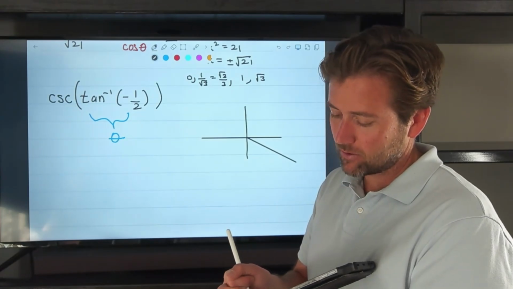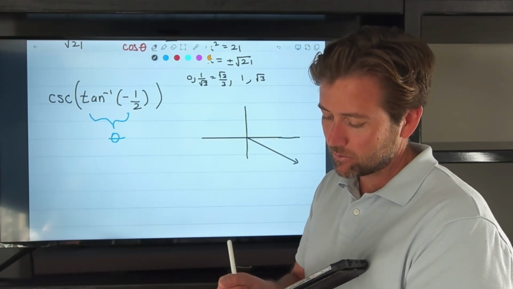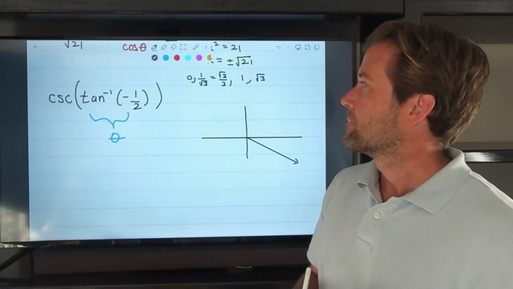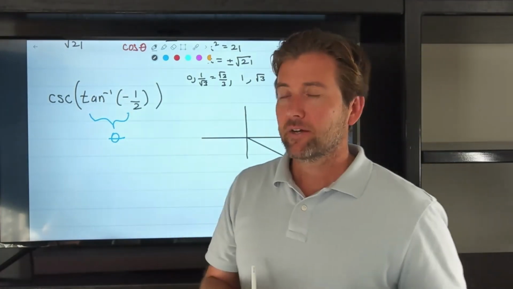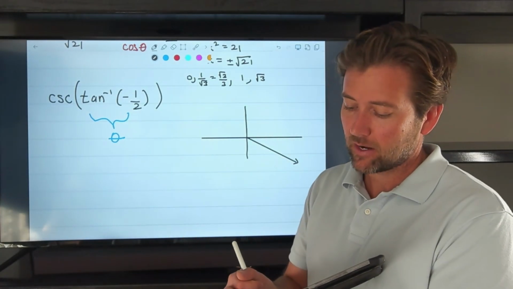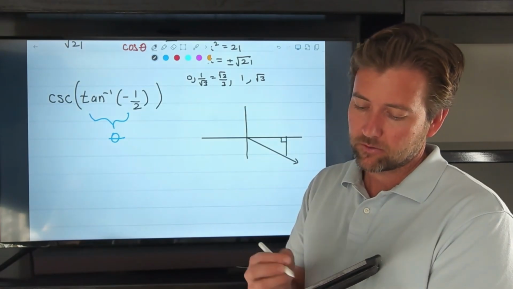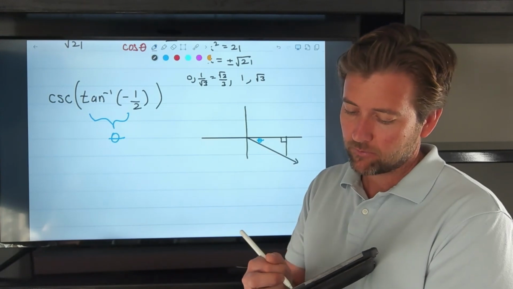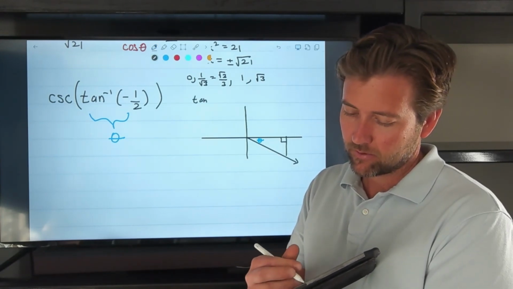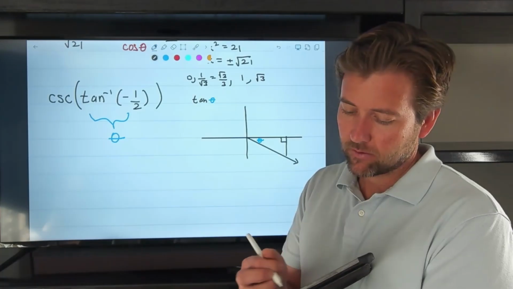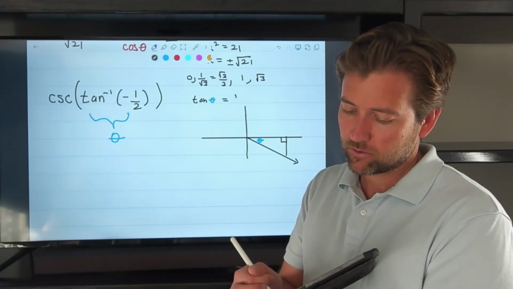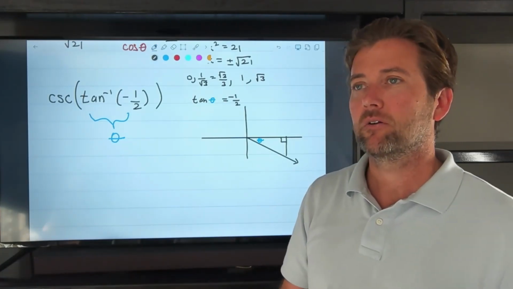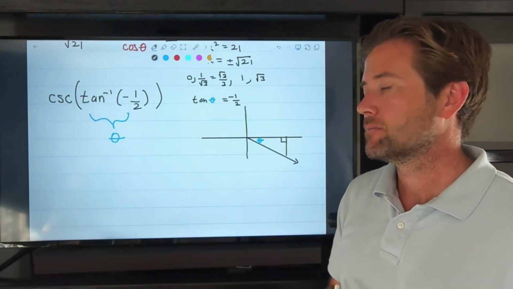Okay, I'm not going to draw the unit circle here. I've stopped doing that once I wasn't familiar with the values. And you can if you want to. So here's theta. You have to remember the tangent of theta is going to be equal to the opposite over the adjacent.